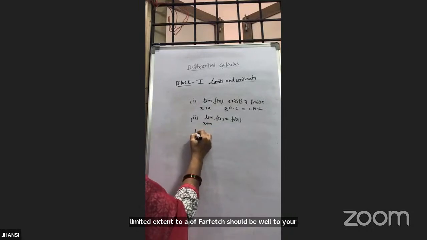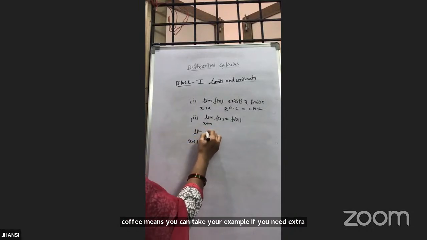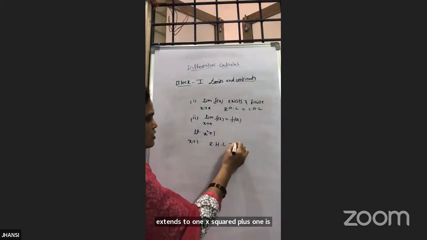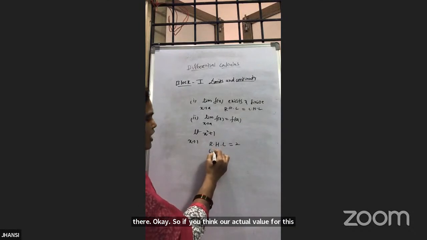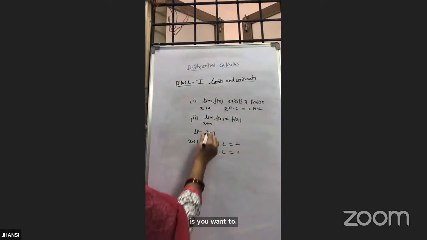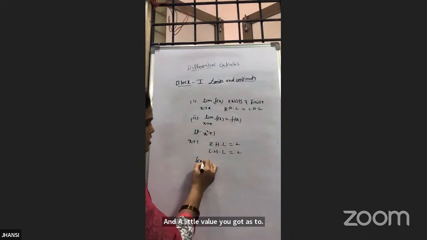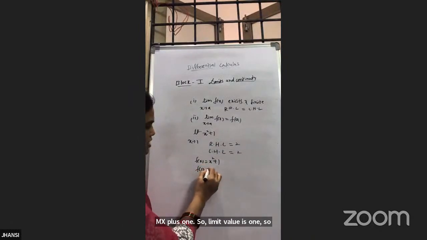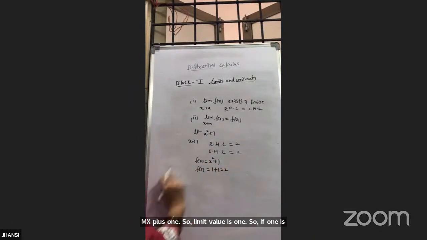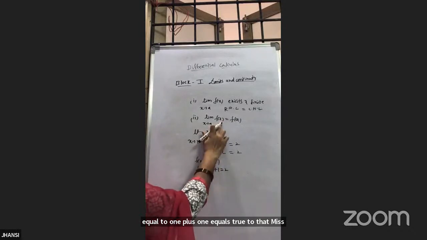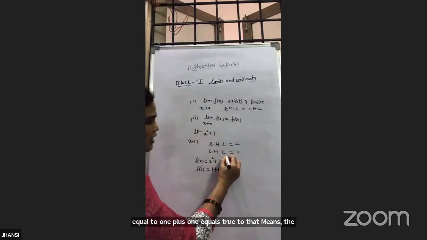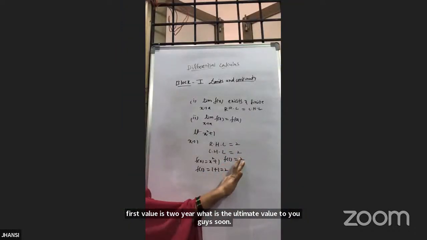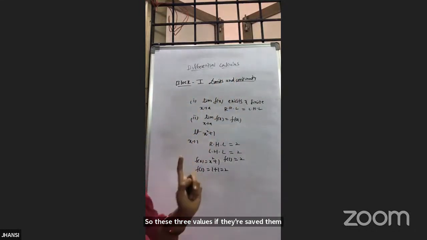You can take an example: the limit as x tends to 1 of x square plus 1. Suppose the RHL value you got is 2 and the LHL value you got is 2. Here f of x equals x square plus 1, and the limit point is 1. So f of 1 equals 1 plus 1 equals 2. The limit value is 2 and 2, and f of 1 equals 2. So if these three values are the same, then the function is called a continuous function.